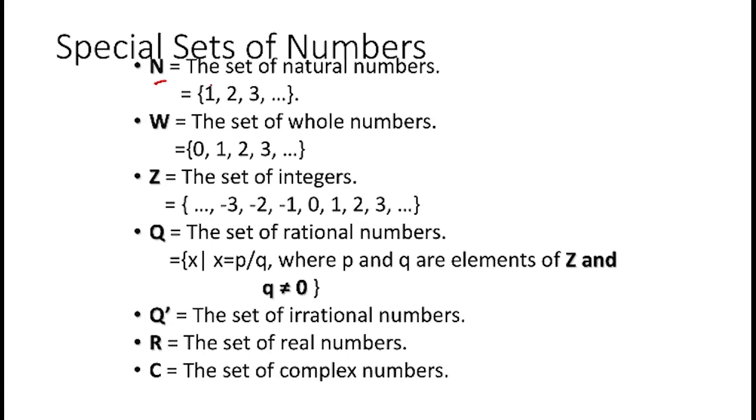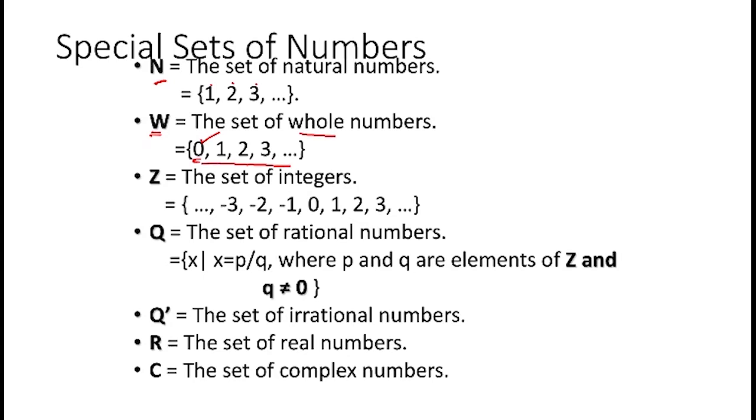But these numbers are not complete without zero. The wholeness or completion of numbers is possible with zero only. So this set including zero is known as whole numbers, right?